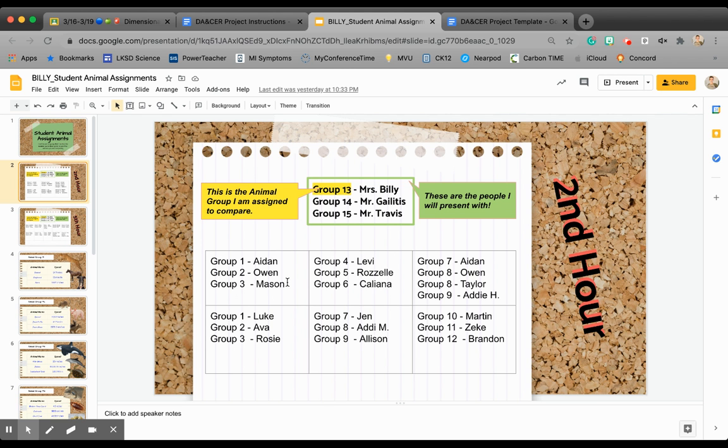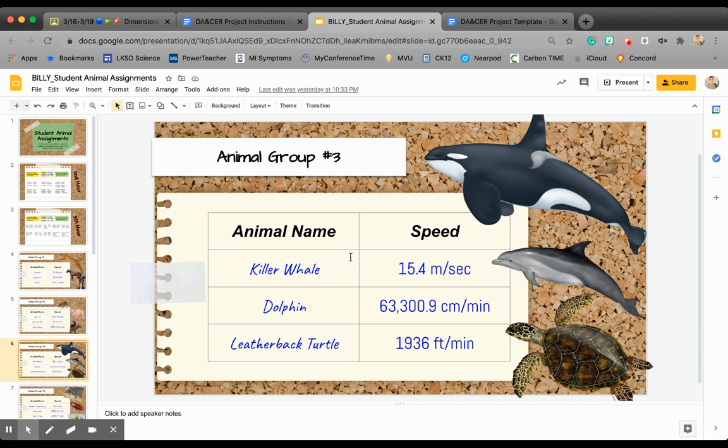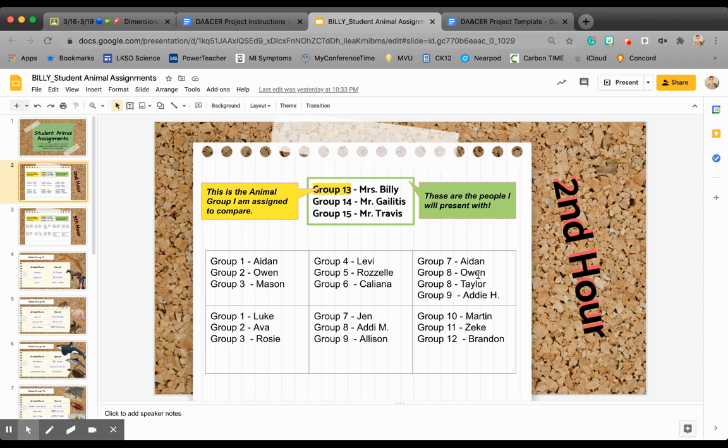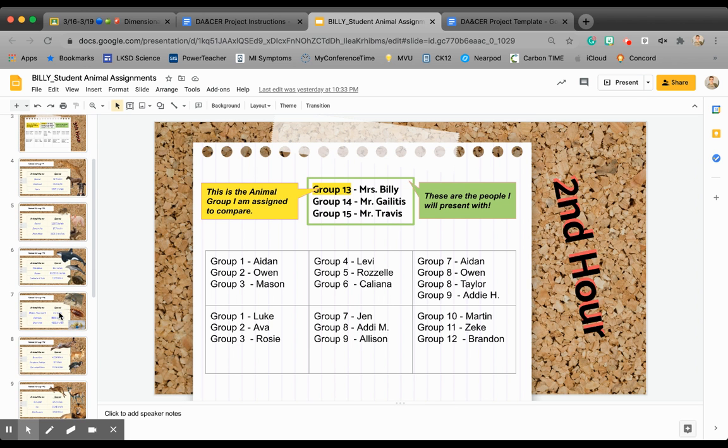So for example, if I was Mason and I am a group 3 person, that means I need to find animal group number 3. So if I was Mason, I'm in charge of looking at the killer whale, the dolphin, and the leatherback turtle. If I was Owen, I would go to group 8.